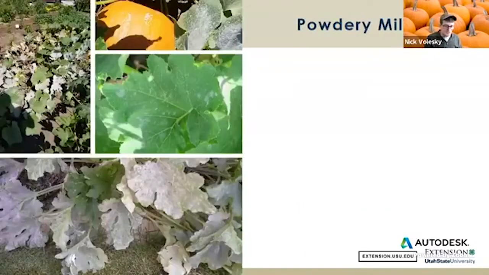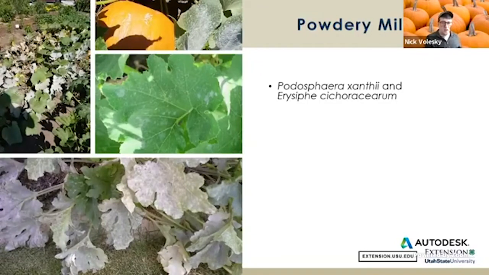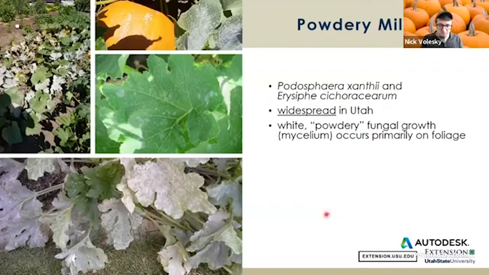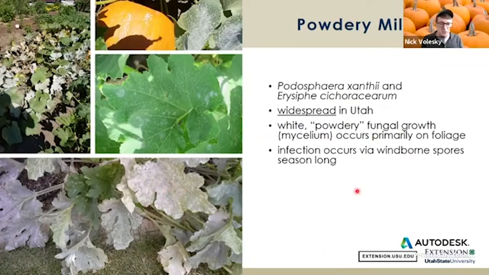So the next disease is called powdery mildew. And if you're familiar with powdery mildew, we get that on a lot of our landscape trees, our flowers, vegetable, and fruit crops. And it's a whole family of fungi. Different species affect different host crops. So these are the two species that affect our pumpkins and other cucurbits. It's a widespread problem all across Utah, and it's super easy to identify. You see this white powdery fungal growth, which is the mycelium, on our foliage.